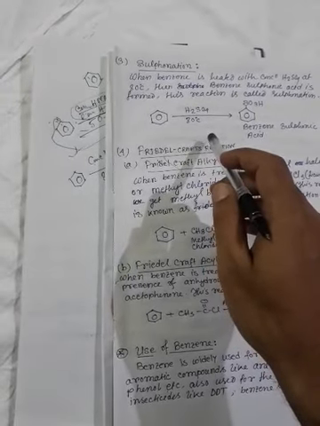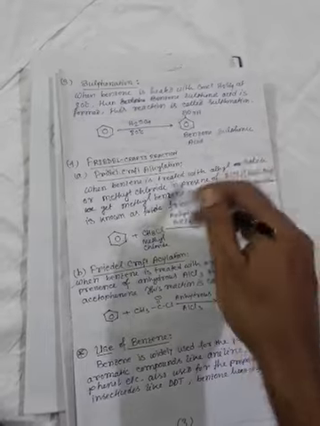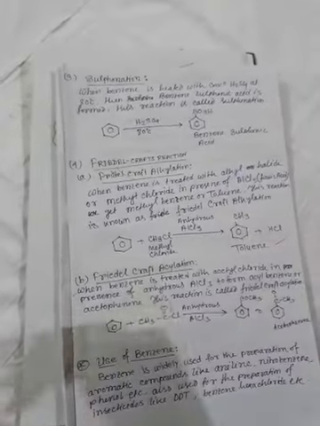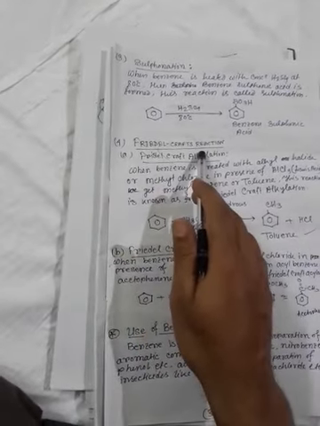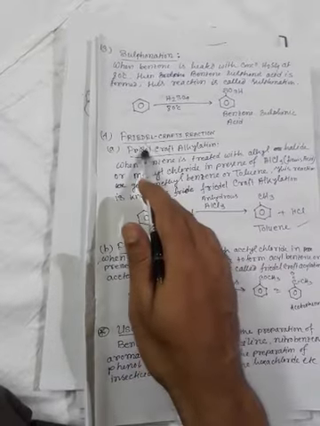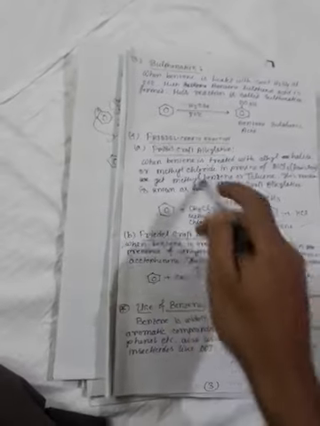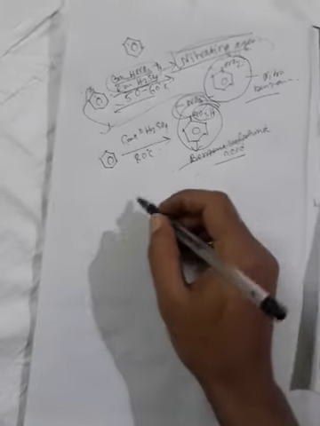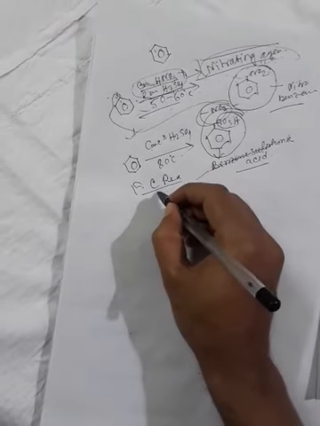Now the important reaction of this topic is the Friedel-Crafts reaction. It is very, very important for all kinds of organic chemistry. These reactions are of two types: Friedel-Crafts alkylation and Friedel-Crafts acylation. Now I will discuss what Friedel-Crafts alkylation and acylation are.